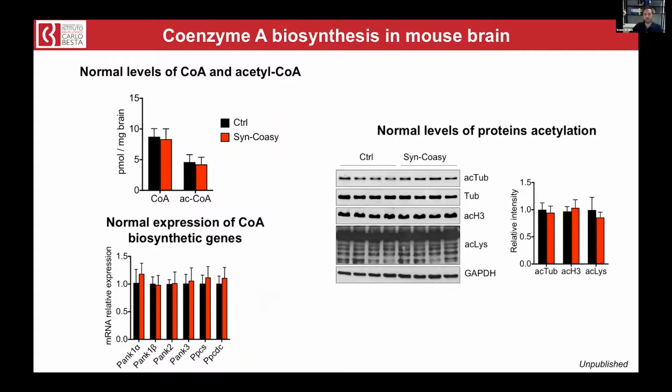So biochemically, we at first looked at the biosynthesis of Coenzyme A, and to our big surprise, we didn't find any alteration. We found normal levels of CoA and acetyl-CoA in the forebrain of knockout animals, and also a normal level of protein acetylation derived from the acetyl-CoA. Actually, at the moment, we don't have an explanation for these results. We are looking for an explanation. We are studying this aspect right now.